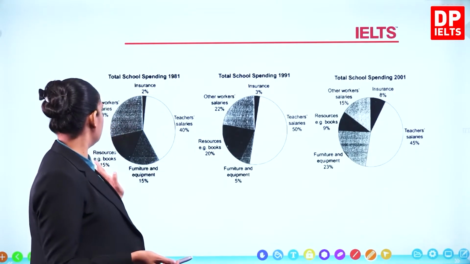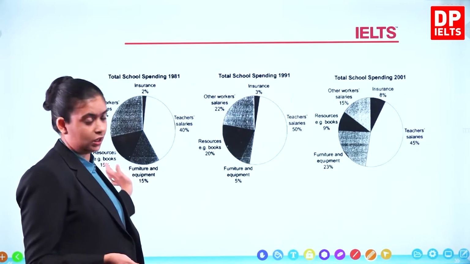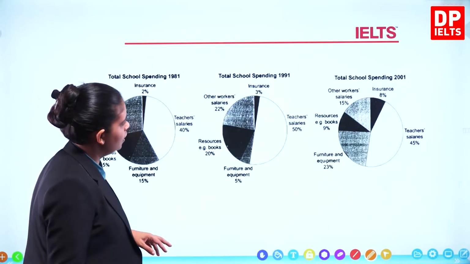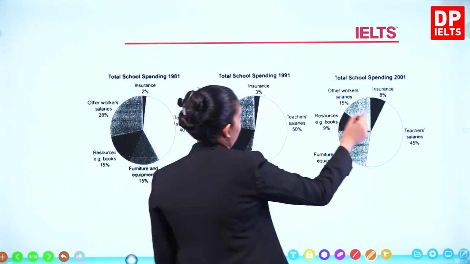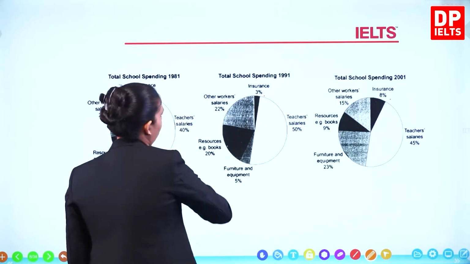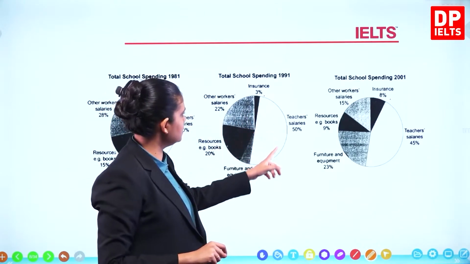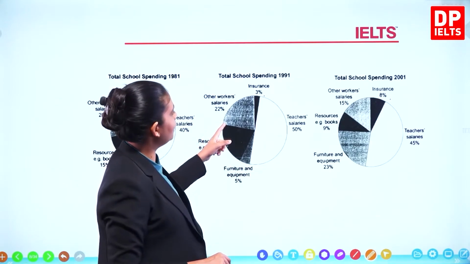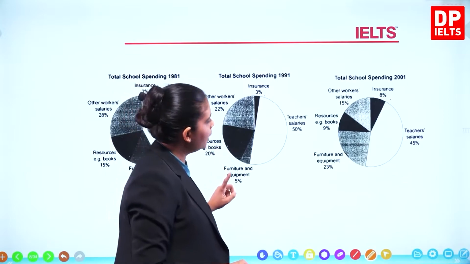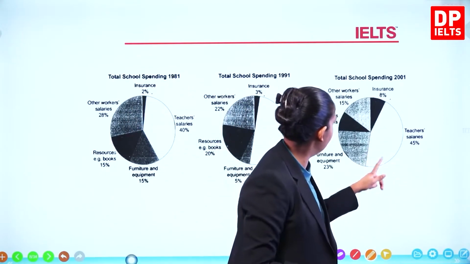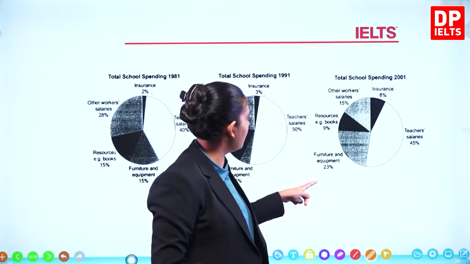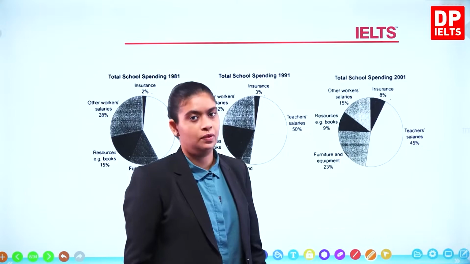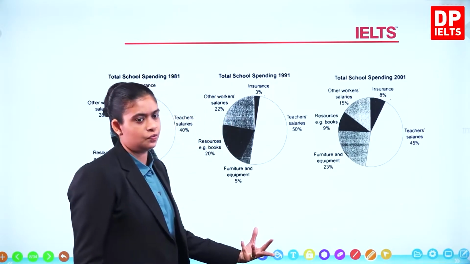Then, of course, resources and furniture and equipment equal percentages. The least was spent on insurance. Okay, so the least spending continues in 1991 and 2001. But salaries have increased 50%. The next one is still other workers. However, by the time it goes to 2001, teacher salaries are 45%. And the next highest is on furniture and equipment. So you can see that there is a change.